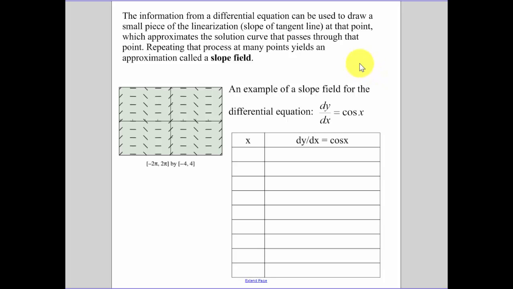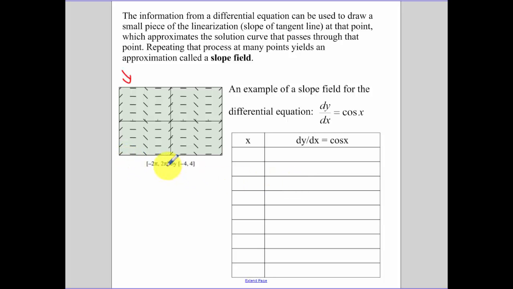The information from a differential equation can be used to draw a small piece of linearization, or the slope of the tangent line, at that point. So we're going to be picking points along our interval and getting an idea of what the slope of the tangent line looks like. And that approximates a solution to our curve. Repeating that process at many points yields what we call a slope field. And this here is an example of a slope field. So let's get an idea of how we get that slope field.